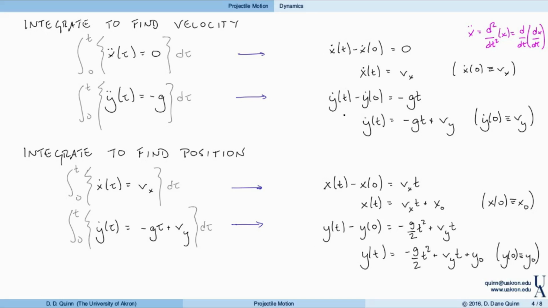So now we have the position y and x as a function of time, and the velocity y dot and x dot both as a function of time. So given the acceleration, we integrated to find the velocity, we integrated again to find the position, and now we have the dynamics. We have the motion of a particle. And these solutions are valid for any particle undergoing projectile motion.